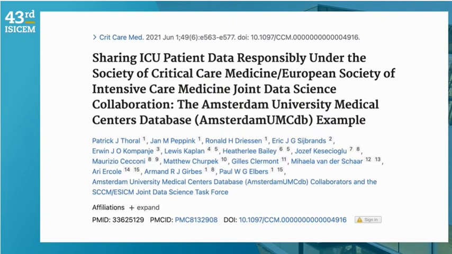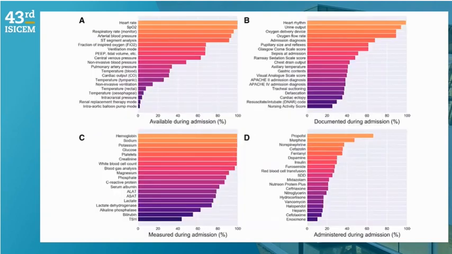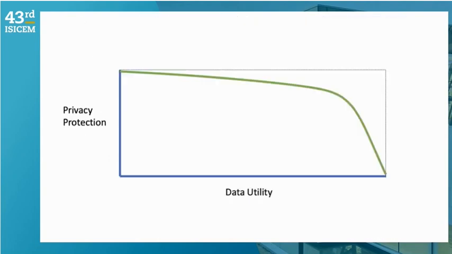We published this in Critical Care Medicine, and just to give you an idea about the size of the data, there are 1 billion data points in this database, and all of you can start downloading that right now. But of course, the main problem was that we needed to de-identify this dataset to comply with privacy laws. And of course, you need to strike a balance there, right?